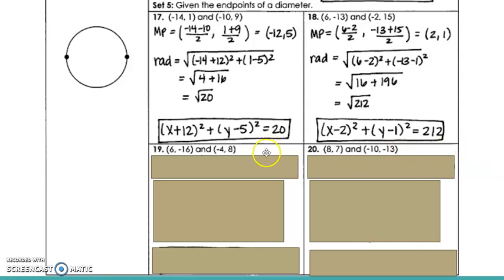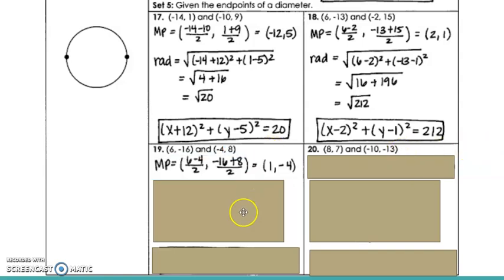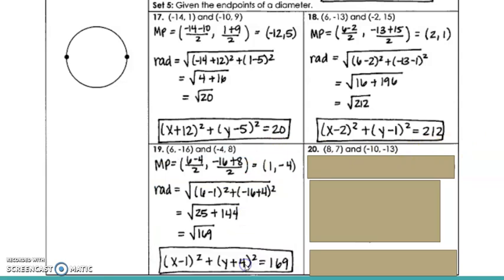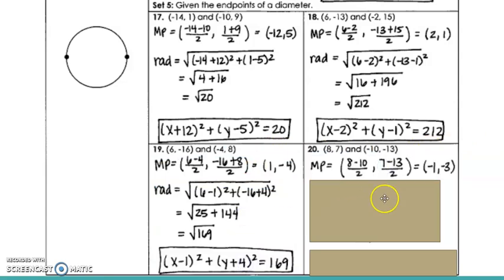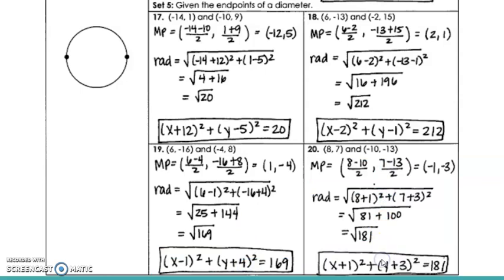19 and 20 are the same way, so again, I'm going to show you those. We're just finding the midpoint, then the distance, and then writing our final equation in.